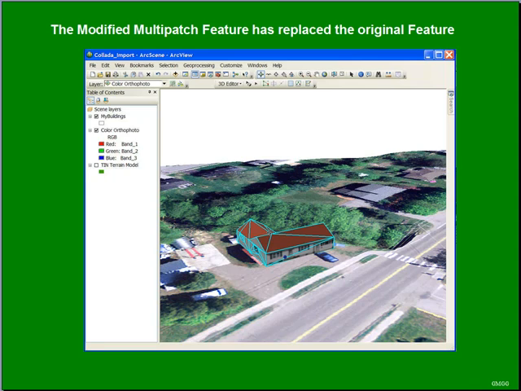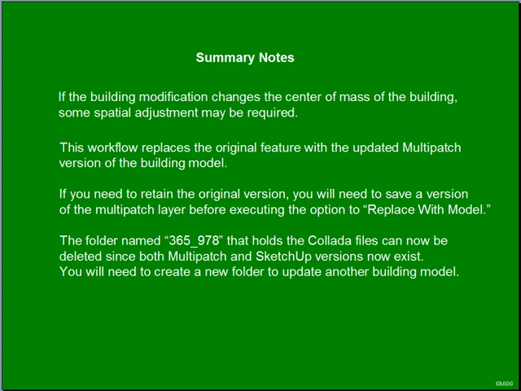A few things to note on this: if the building modification significantly changes the center of mass of the building, some spatial adjustment may be required in the X, Y, and Z directions. The workflow replaces the updated multi-patch building model. If you need to retain the original version of this building model, you need to save a version of the multi-patch layer before executing the option to replace with model.